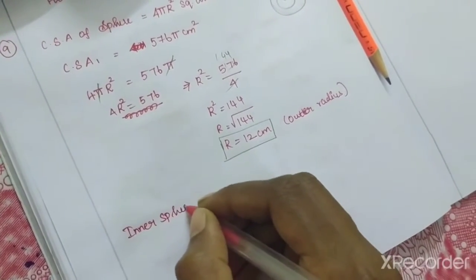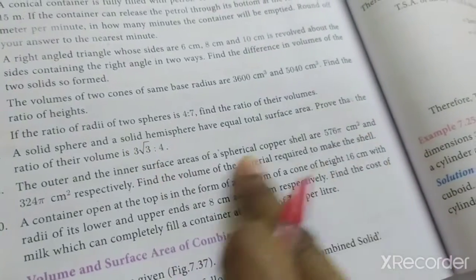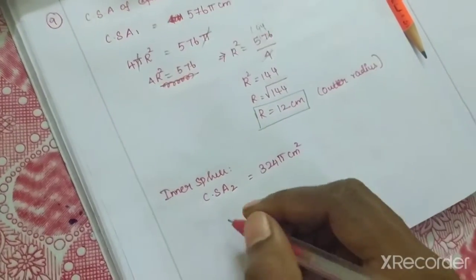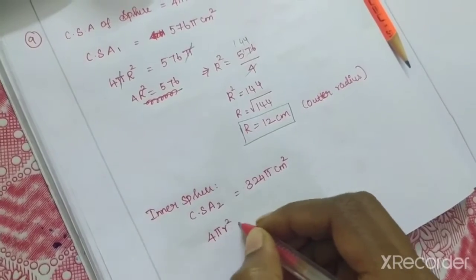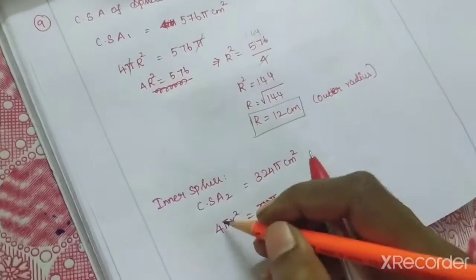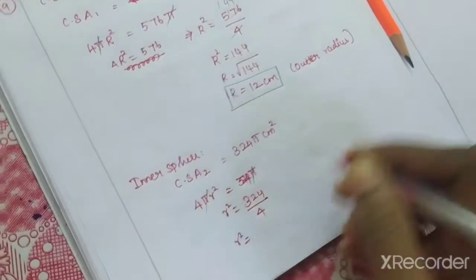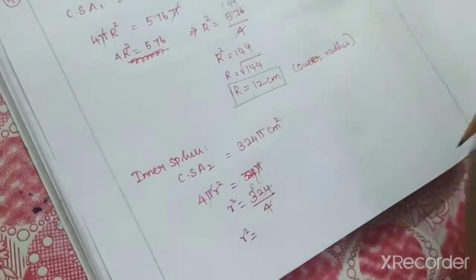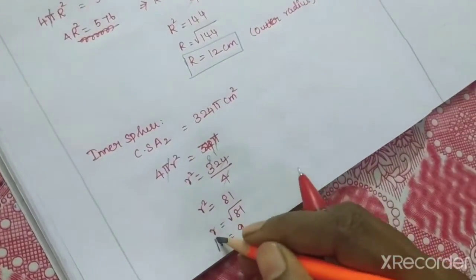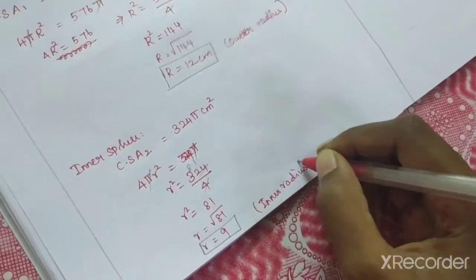Inner sphere CSA: the value given is 324 pi centimeter square. This is the smaller one. So 4 pi R square equals 324 pi. The pi cancels, and the 4 moves across, so R square is equal to 324 by 4, which cancels to 81. So R is equal to root 81, so R is equal to 9. 9 nines are 81, right? Taking the root, this is the inner radius.